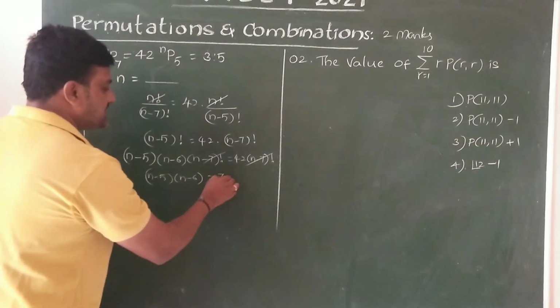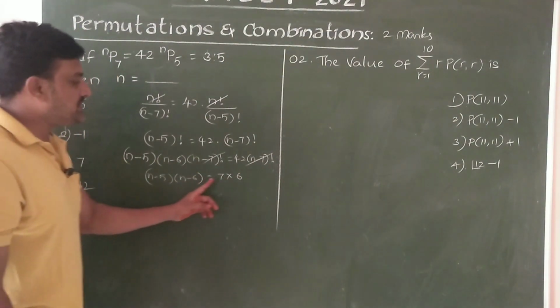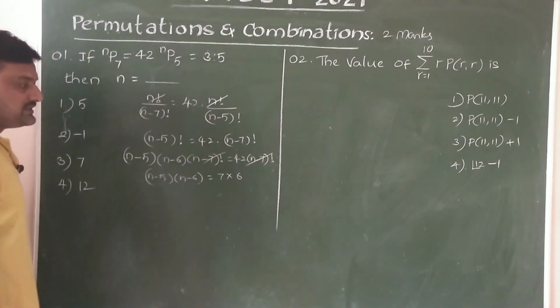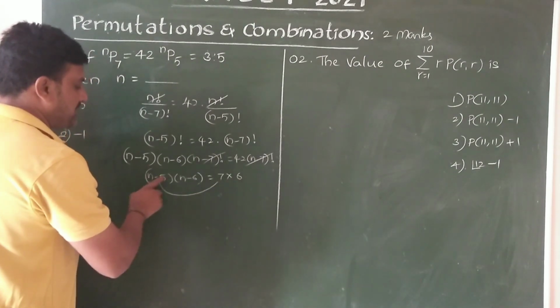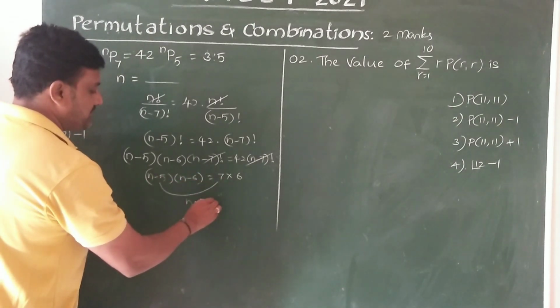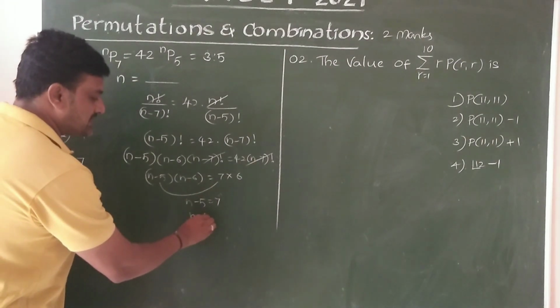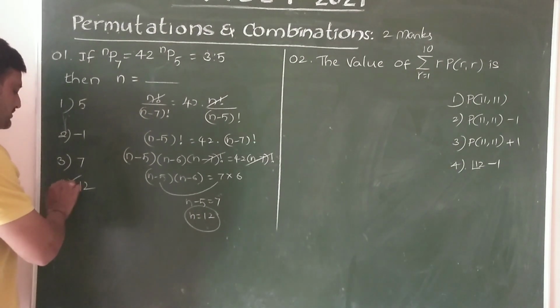Shall I write 7 into 6? Now comparing on both sides, these are consecutive, yes or no? 6, 7, and n minus 6, n minus 5. Comparing on both sides, we get n minus 5 equals 7 and n minus 6 equals 6. Then n equals what? 12. Now our option is the fourth one.